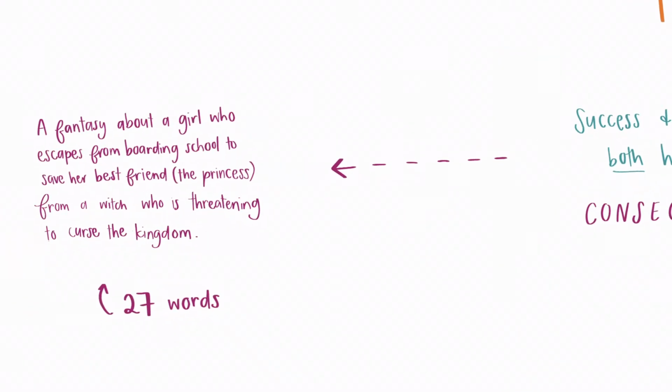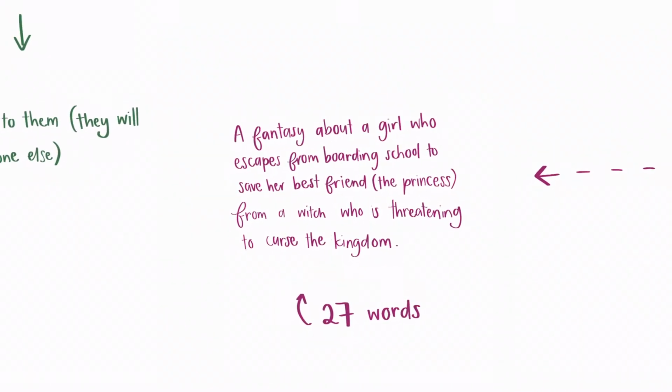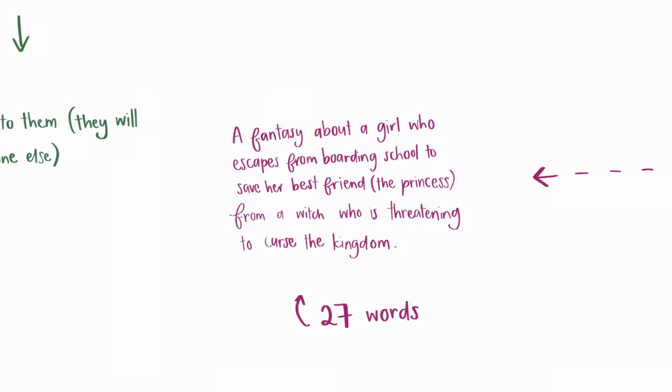So for an example sentence, I just came up with this one, which I now want to read. A fantasy, so that's the category, about a girl, that's the protagonist, who escapes from boarding school to save her best friend, the princess, from a witch who is threatening to curse the kingdom. That's 27 words, but actually in the book, Randy goes over the 25 word limit as well. So I think this is close enough. It's still a one sentence summary.